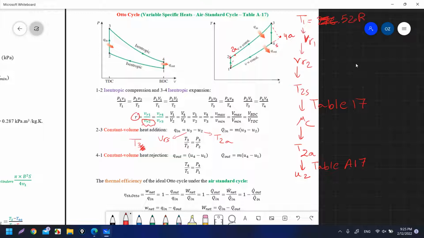Okay, so using T1, I go to table A17 and find VR1, and from VR1 I will use the compression ratio, so I can find VR2. From VR2 I will find T2S using table A17, and after I find T2S, I will use the equation for the isentropic efficiency and find T2A. From T2A I will go to table A17 and find U2, and then after finding U2 I can find Qn. Okay, and there will be a lot of interpolation.